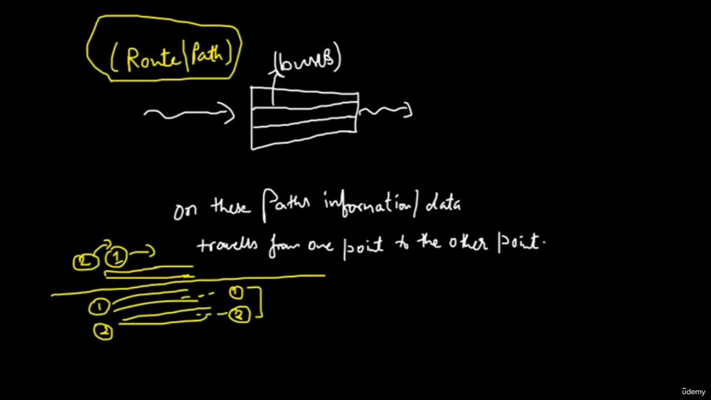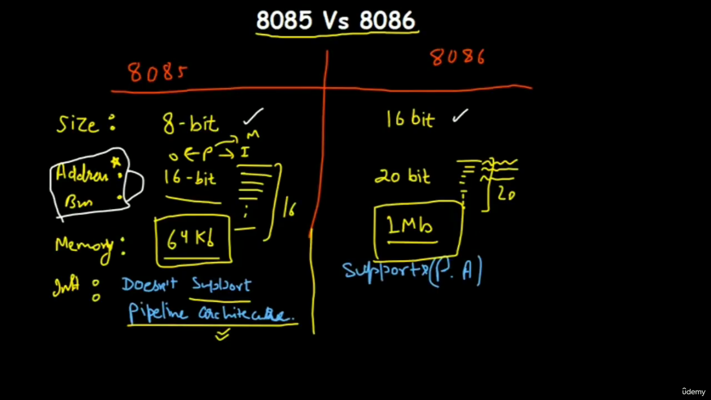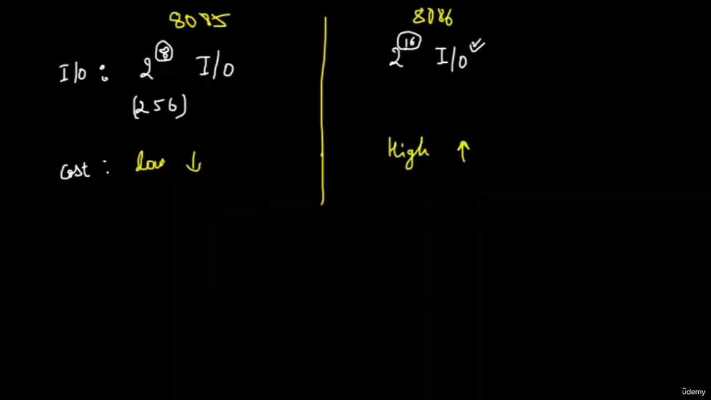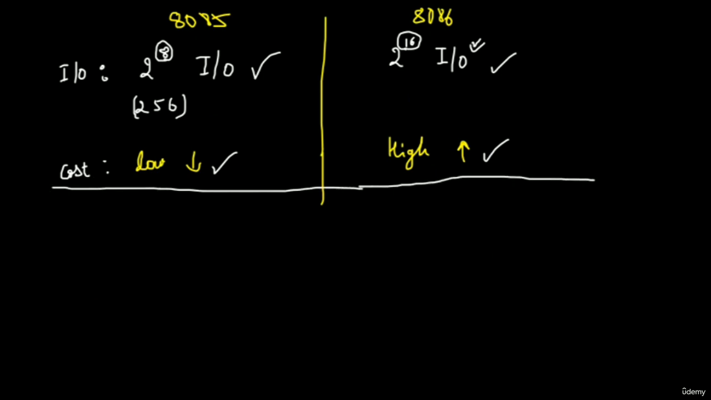Okay, let's see if there is anything left. Well, we have covered these things. And now in the next one, 2 to the power 8 input output versus 16 input output, I think you already get the idea of it. And the cost is low and high. You surely get why it is low and why it is high, because we used more and more functionality, more and more things in the 8086. So obviously the 8086 is going to be expensive.